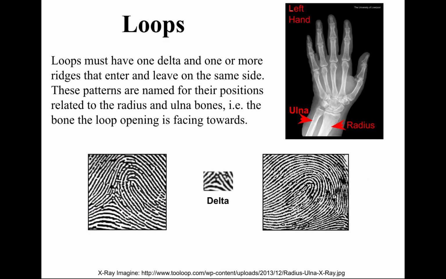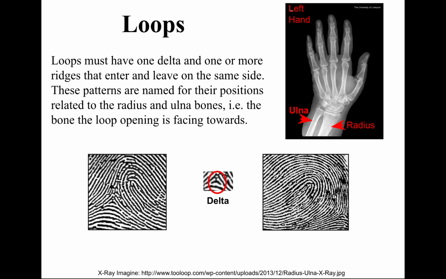Now, loops are patterns that will have one delta and one or more ridges that enter and leave on the same side of the print. So a delta is something that looks like the shape of a delta symbol or a triangle. So here you see a delta. And we have ridges that are going to enter and leave on the same side of the print. So it makes this loop. And over here you see the same thing, a loop.